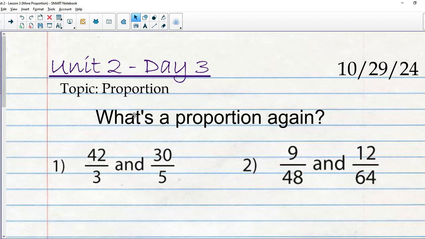So today, Unit 2, Day 3, and what we're going to go over is actually a little bit more of the same. Some things might be different, but I want to spend another day on this.